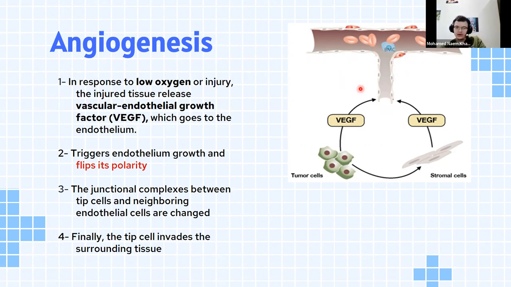Okay, this is about the normal hypoxic injury, so problems with oxygen. The second thing is we're going to talk about tumor cells.